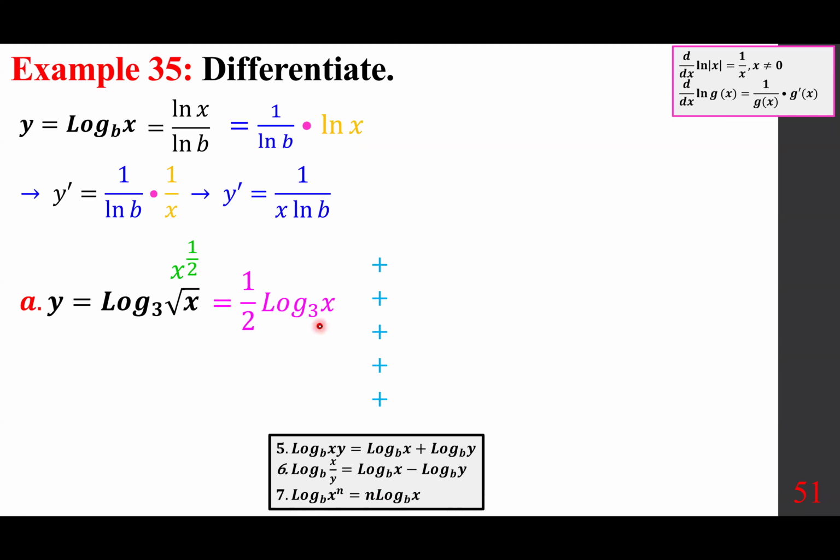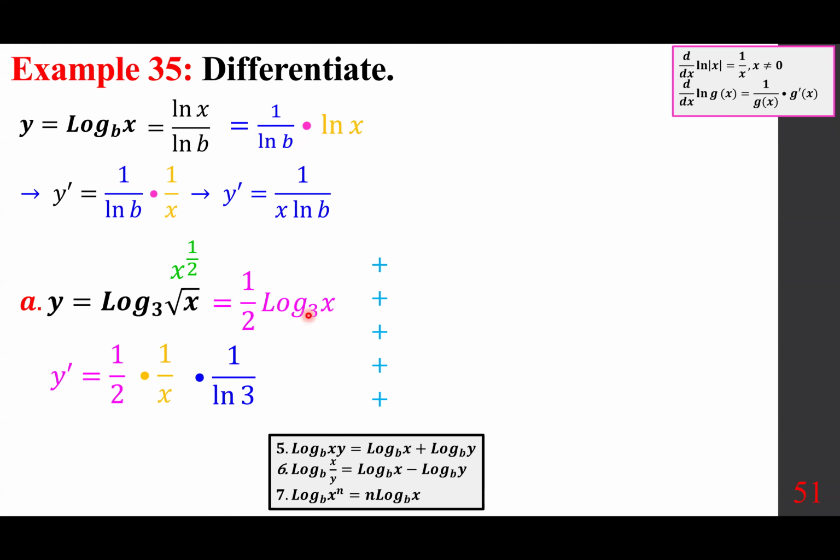And now I'm going to differentiate this. First, I have number 1/2. So y prime equals 1/2. Then anytime you have a log, flip over the argument, 1 over x. Then I look at the base. If the base is e, we are done. Because it's not 1 over ln b, 1 over ln 3, this is by logarithmic properties.